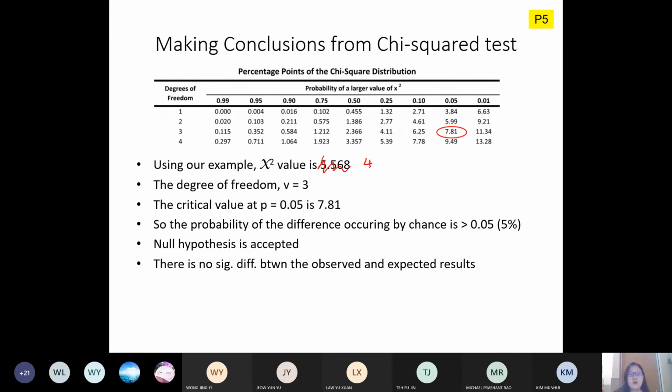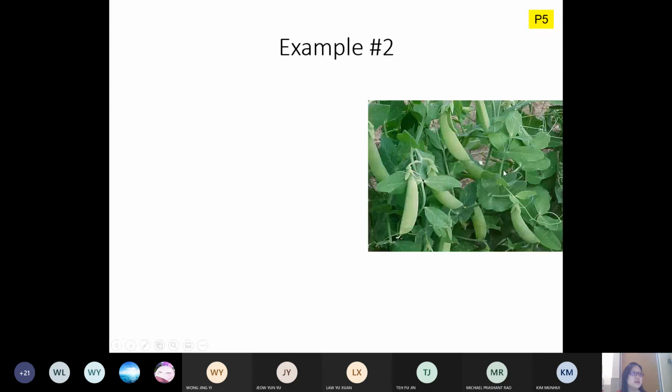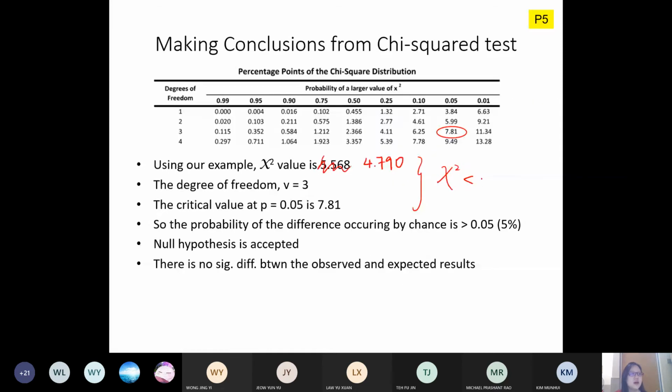Okay. So using our example, this is how we would write it in the exam. Using our example, the chi-square value is 4.790. The critical value at P equals 0.05 is 7.81, meaning that our chi-square value is less than our critical value. Okay, it's lower than our critical value, which is 7.81.